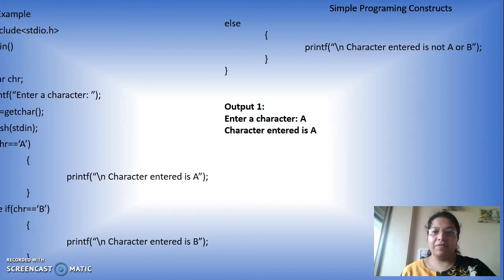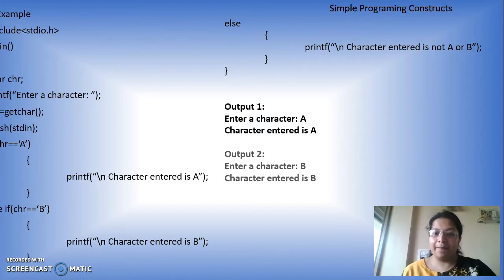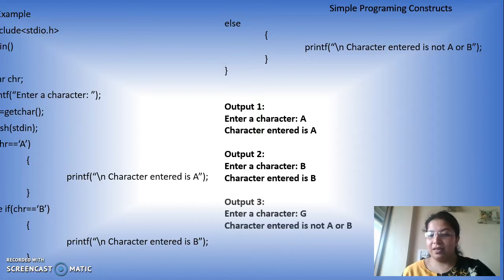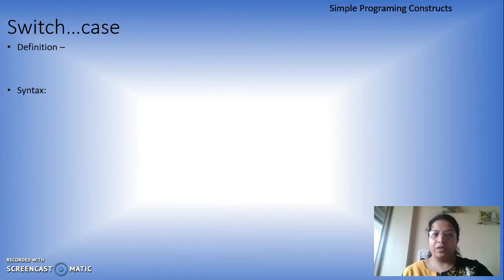So the respective output: enter a character. If the user enters A, it will display "character entered is A". If the user enters B, it will display "character entered is B". If the user enters something else except A and B, it will display "character entered is not A or B".